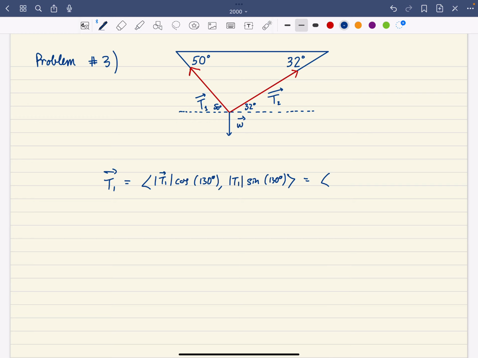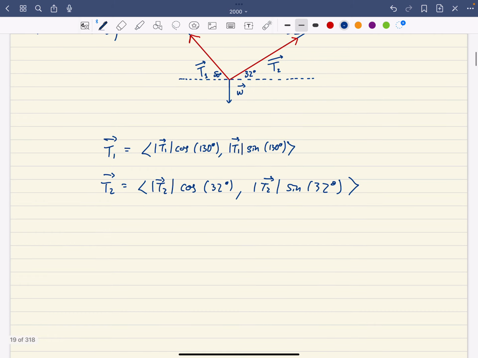This magnitude is a constant. We can actually factor it out in a second, so I'll show you what that looks like. But this will be some number. I could plug it in and give exact formulas, but this is actually fine. So this will be what the vector T1 is, and then T2 will be similar, except the angle that it makes is going to be slightly different. So this will be the magnitude of T2 times the cosine of 32 degrees, and the magnitude of T2 times sine of 32 degrees. Okay, so those are our two vectors.